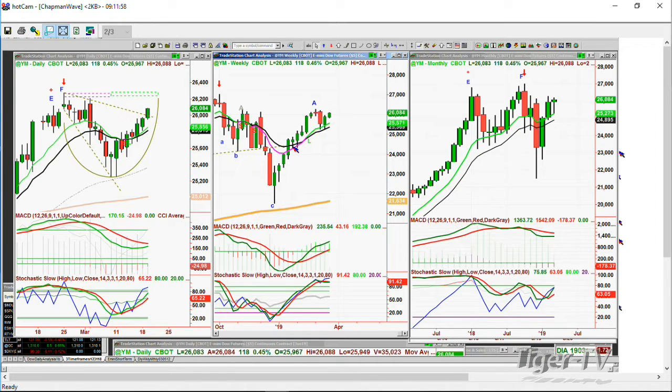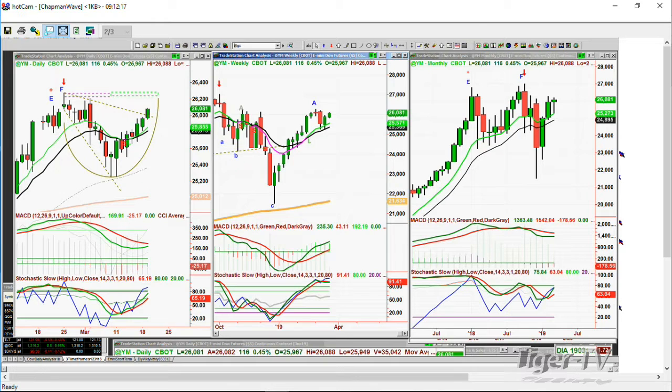My suspicion, the way the market's moving right now, is that we will have some kind of consolidation in that area between 25,200 and whatever high we make over the next 3-4 sessions. All right, so that's a positive.